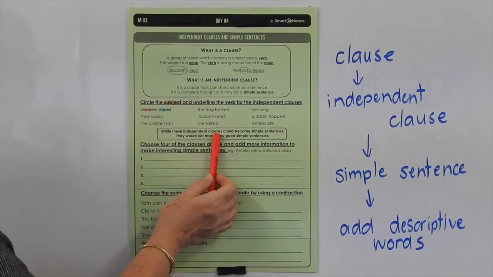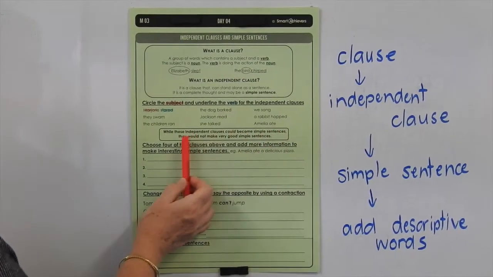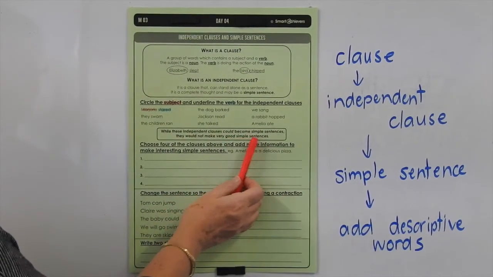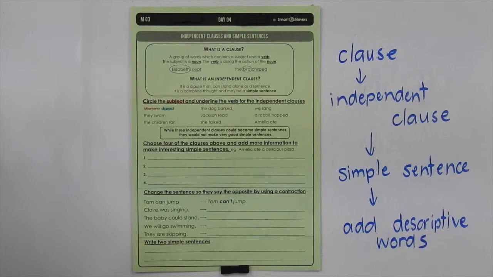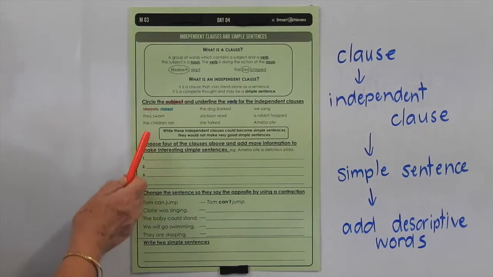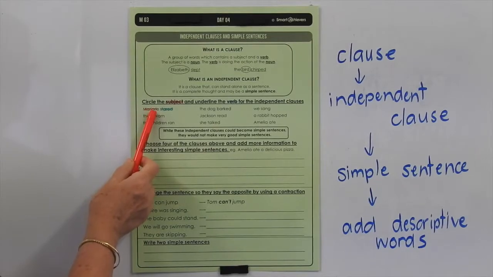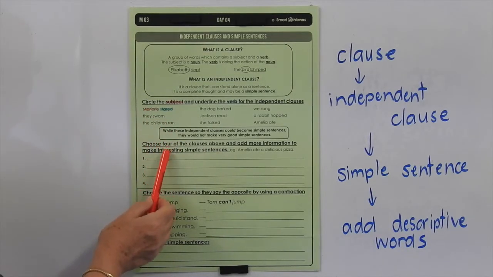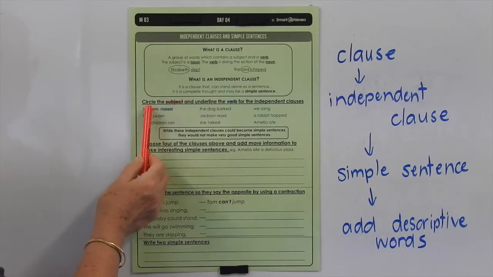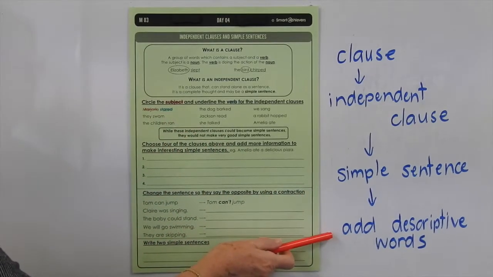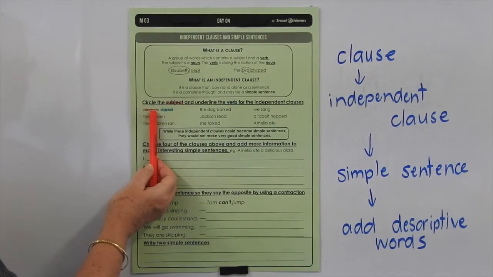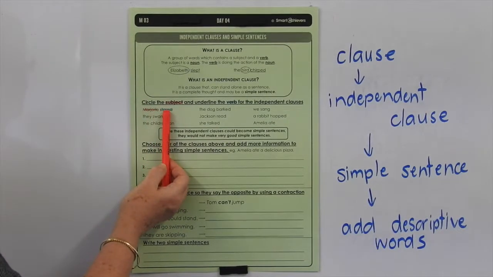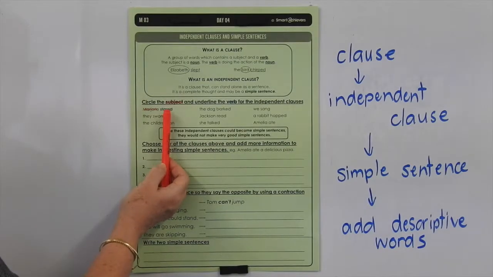So while these independent clauses could become simple sentences, they would not make very good simple sentences because there's not a lot of information in them. You've just got a really basic message. So to make your writing more interesting for the reader, we're saying that you should add a few more words to describe the subject and describe the verb. So we want you to use some descriptive words. Now, if you're describing the subject, you're using adjectives. If you're describing the verb, you're going to use adverbs.